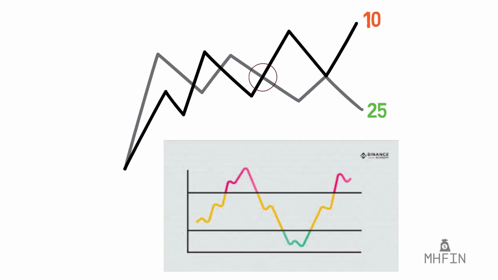Oftentimes, if you take a look at the RSI during these trend reversals, you will see that the numbers are in the 20 to 30 range, or maybe even the 70 to 80 range, showing overbought or oversold readings. Simply put, RSI forecasts sooner than almost anything else an upcoming reversal or a trend either up or down.